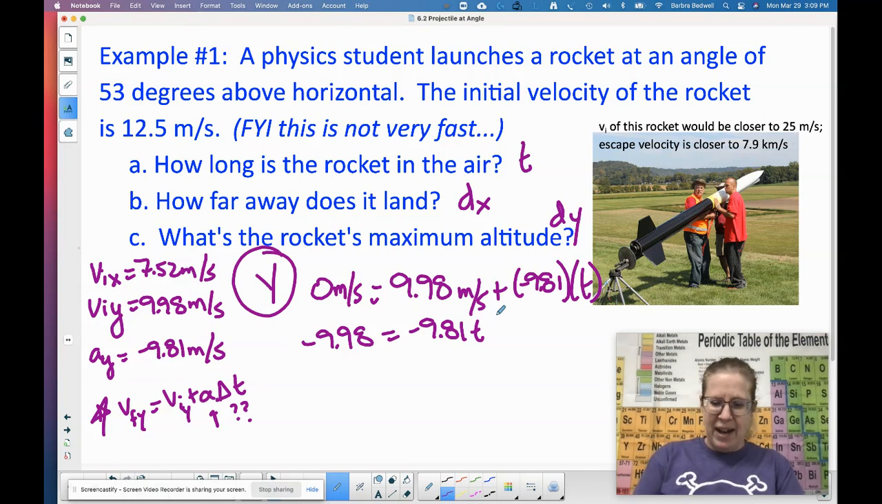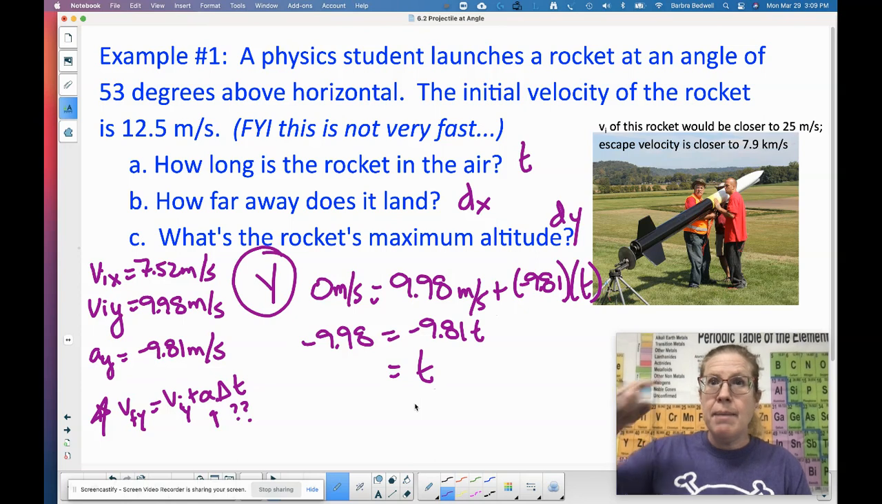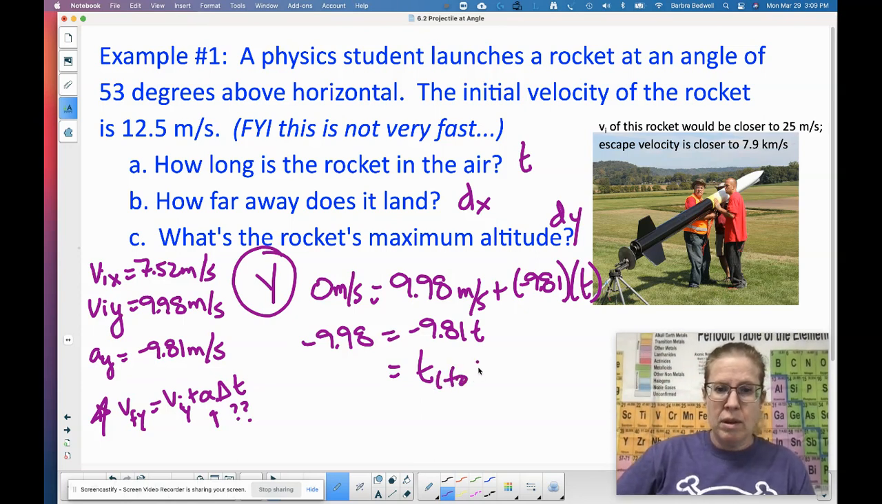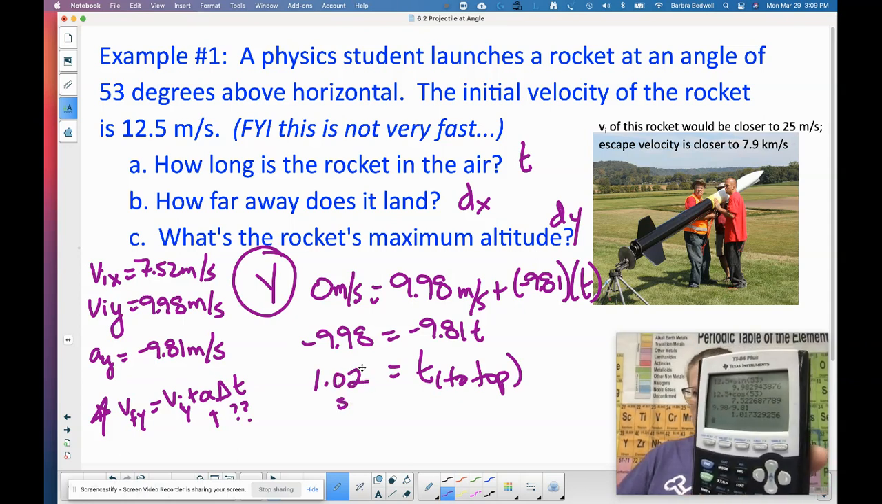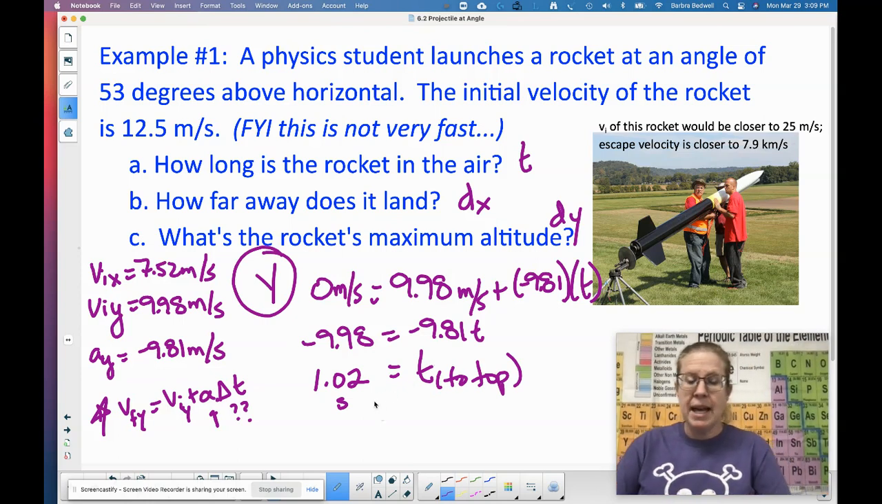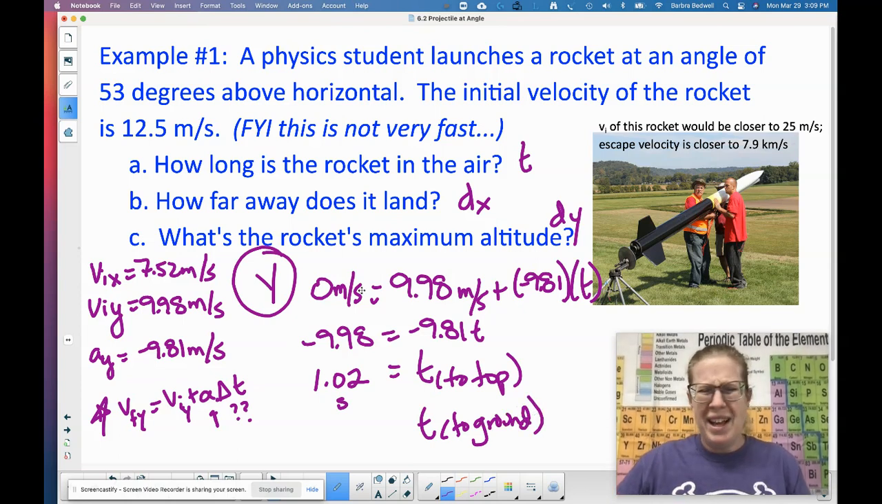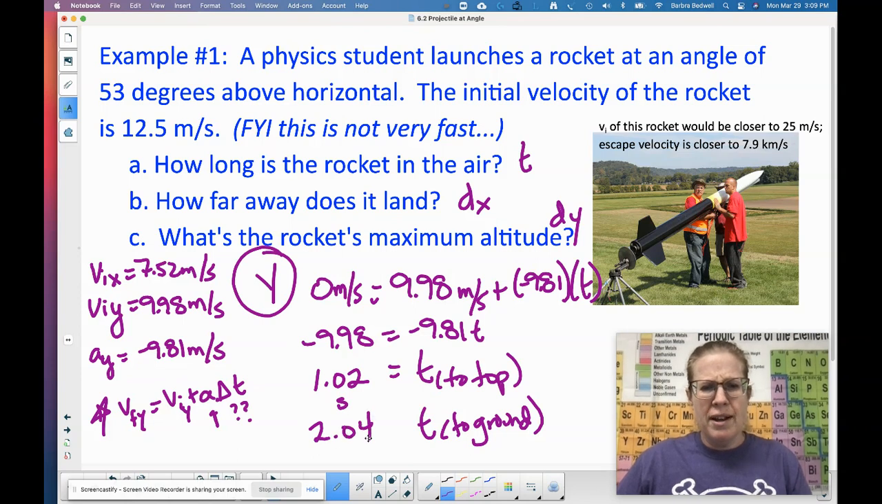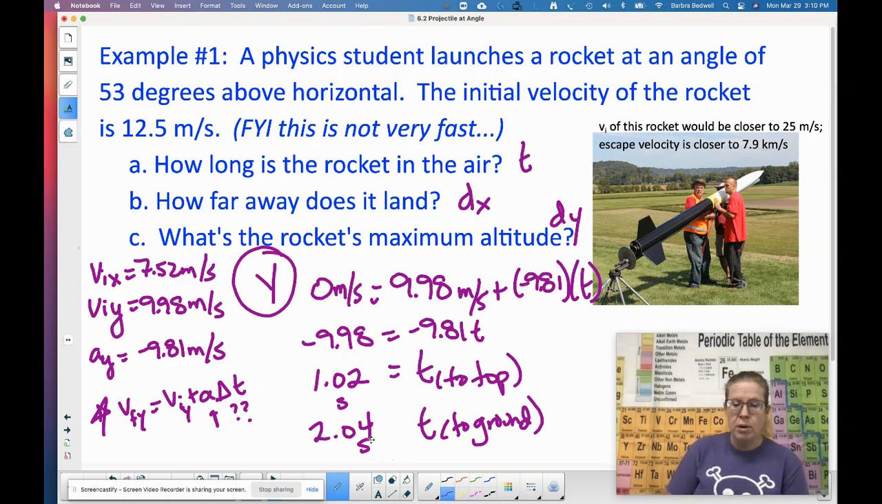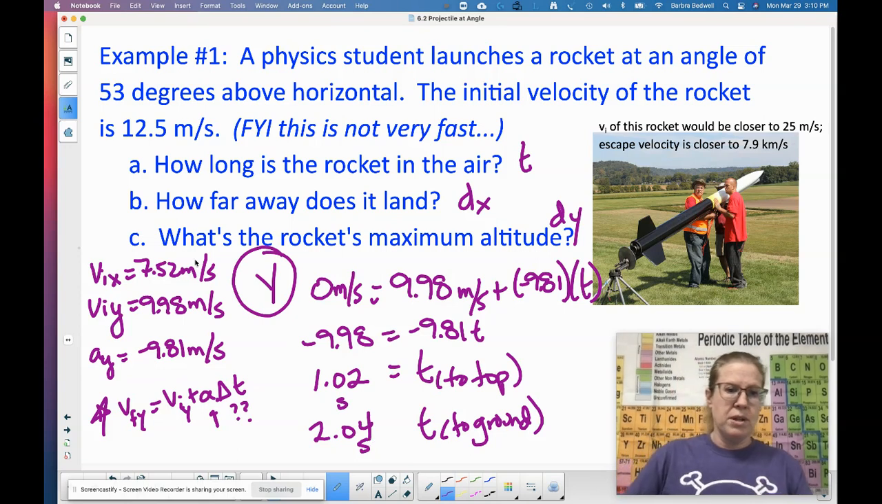9.98 divided by 9.81 is equal to time. And again, just over a second is our time. So our time to top equals 1.02 seconds. 1.017 is the actual number I got on my calculator. So that's time to top. So T to ground is just double that, times 2. I don't need a calculator for that. 2.04 seconds to ground. So those are our two important pieces, again, in terms of dealing with our times.